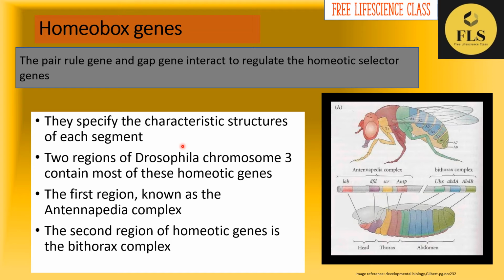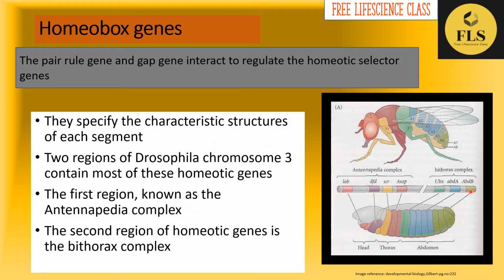If you look at the chromosomes in Drosophila, chromosome number 3 contains two regions which have homeotic genes. So the homeotic genes are present in two regions of chromosome number 3 in Drosophila, and the first region is known as the Antennapedia complex and the second region is known as the bithorax complex. Please look at the picture.